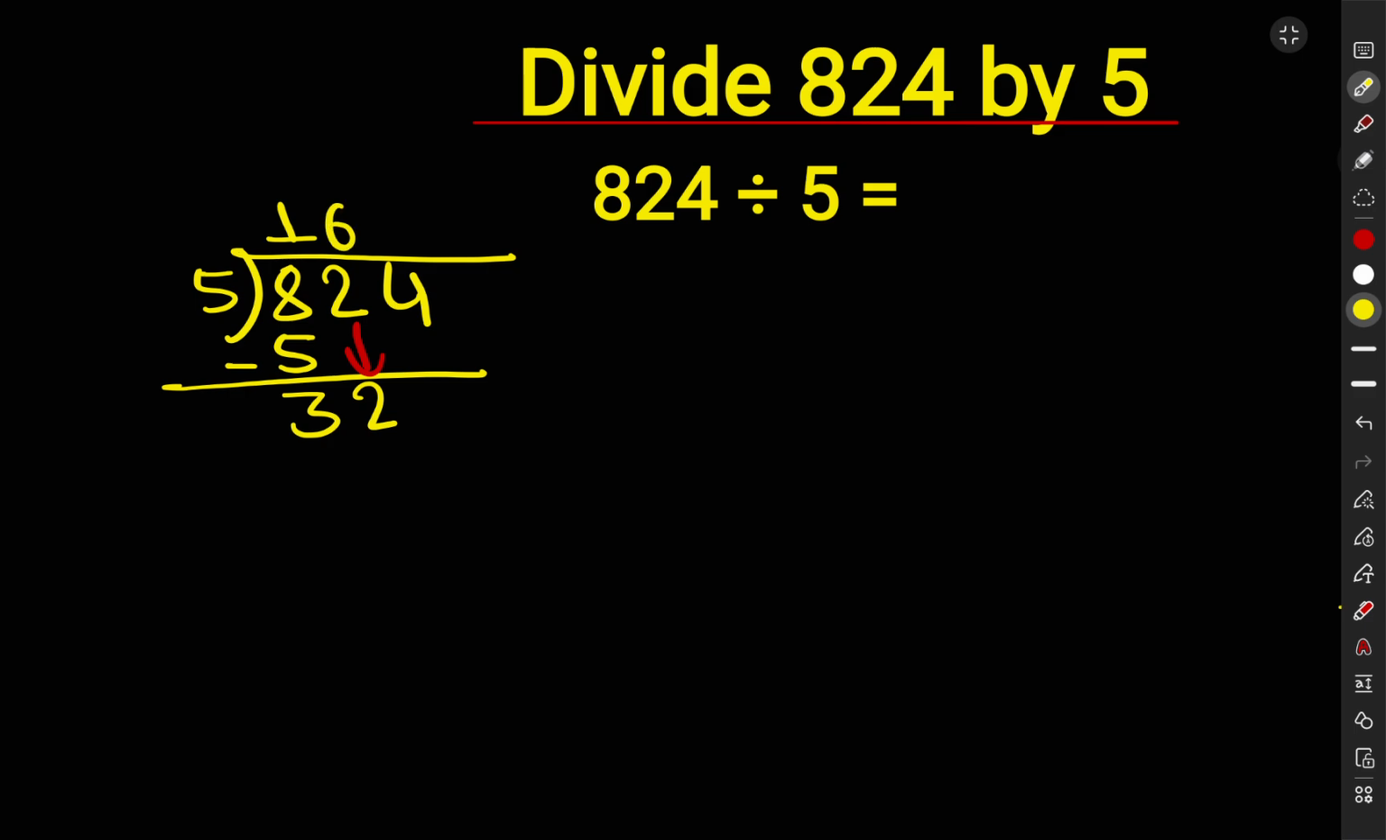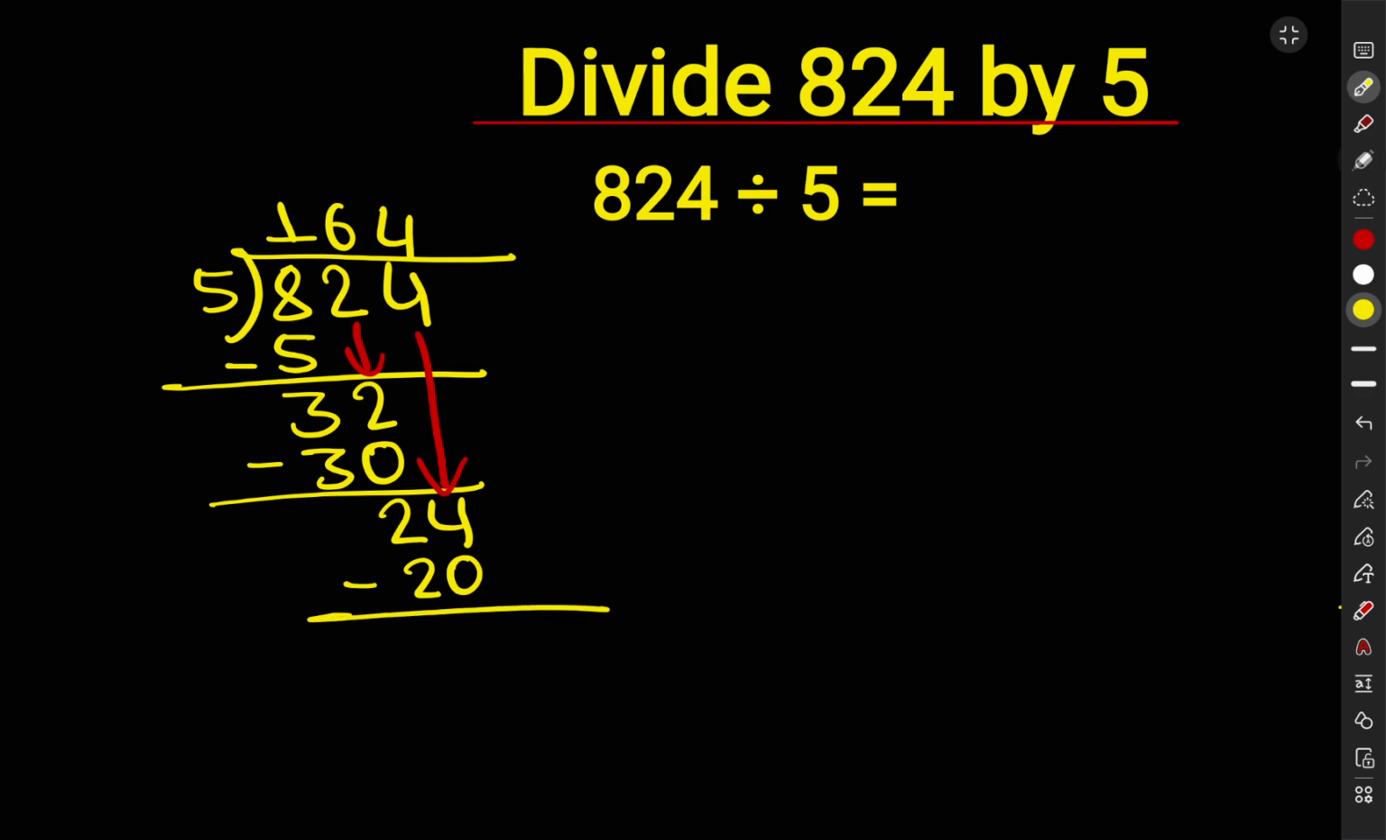5 times 6 is 30. On subtracting we get 2. So again we put down this 4 and it is 24. 5 times 4 is 20. On subtracting we get 4.